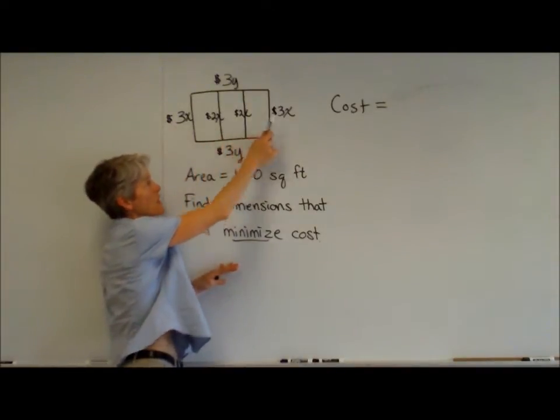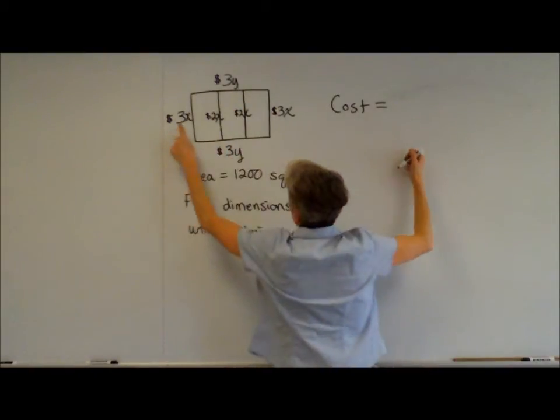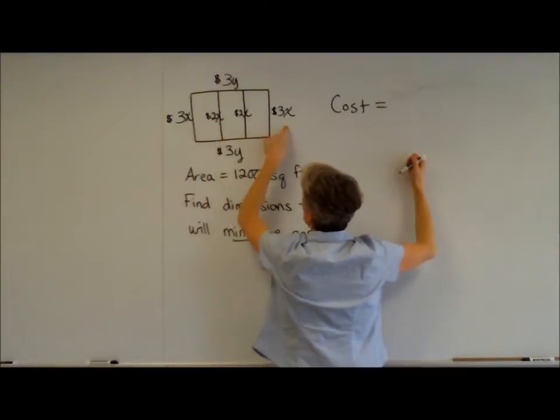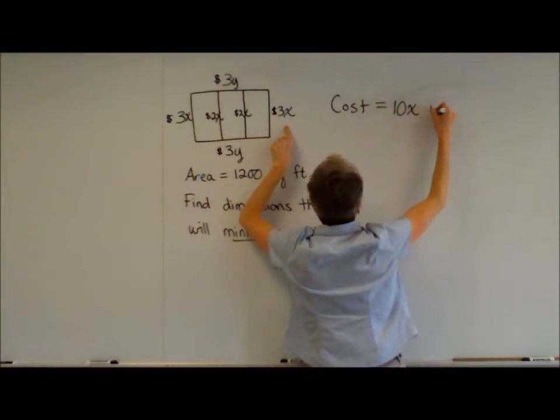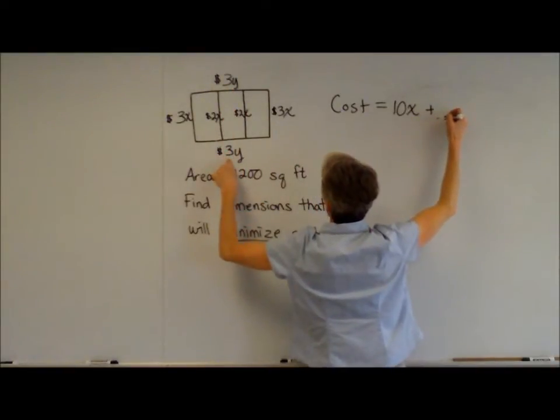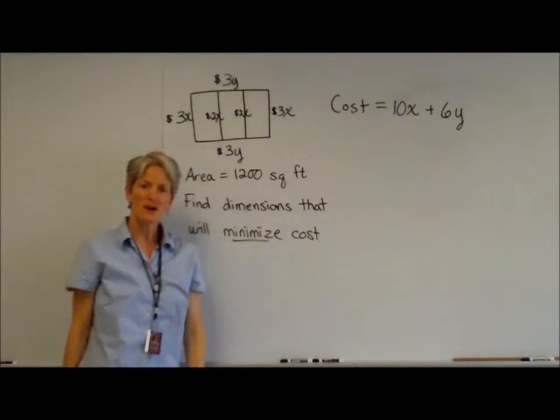Can I just add up all of these together for my cost? Absolutely. All right, here I go. 3x plus 2x plus 2x plus 3x. I think that's 10x. Did I do that right? Looks good. Plus 3y plus 3y is 6y. There's an equation for my cost.